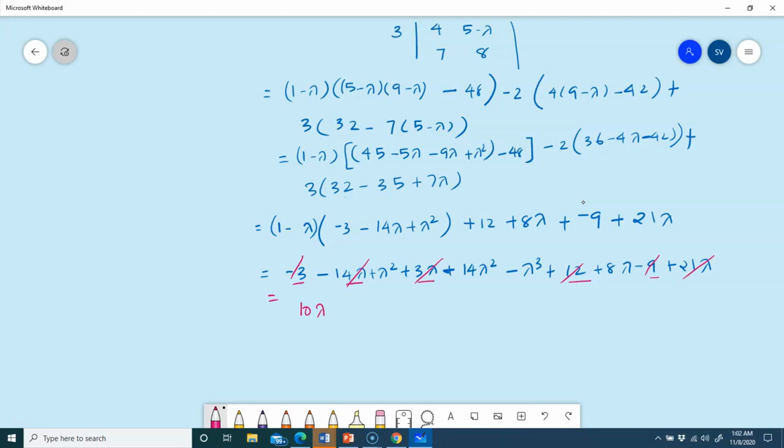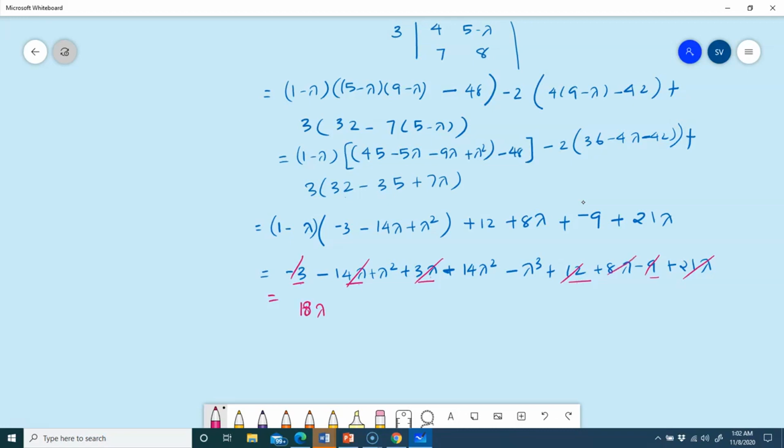We missed a lambda here. Minus 14 lambda, so minus 11 lambda plus 8 lambda means -3 lambda, -3 lambda plus 21 lambda is 18 lambda. This is not 10 lambda, this is 18 lambda.